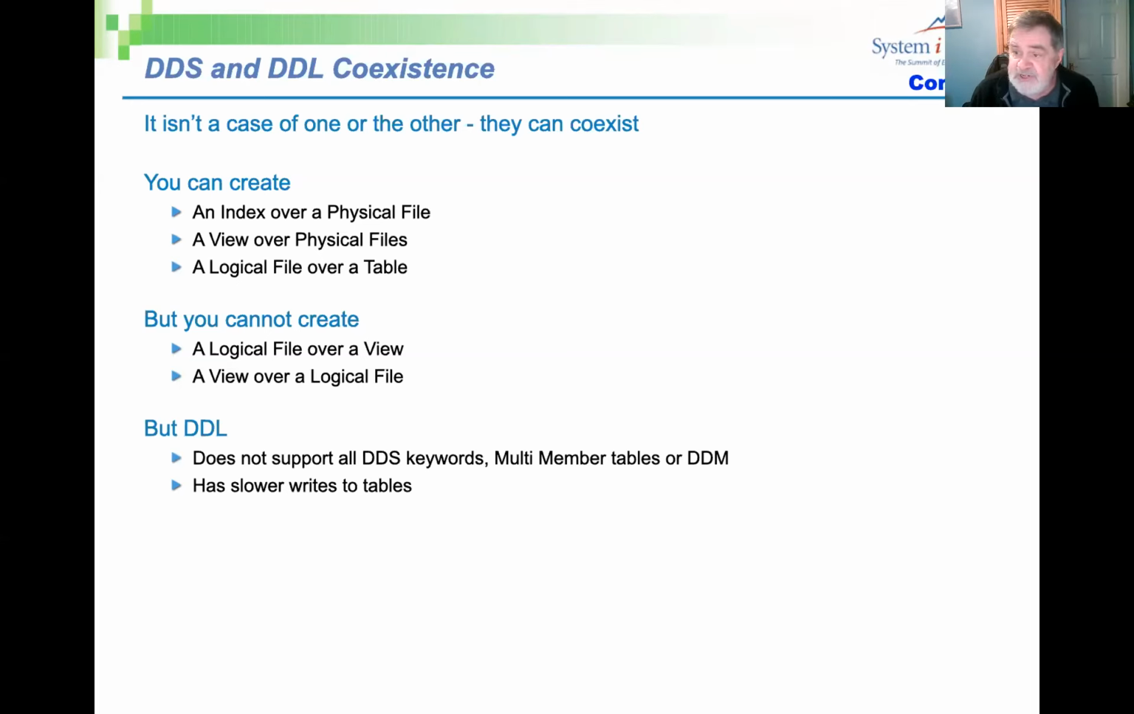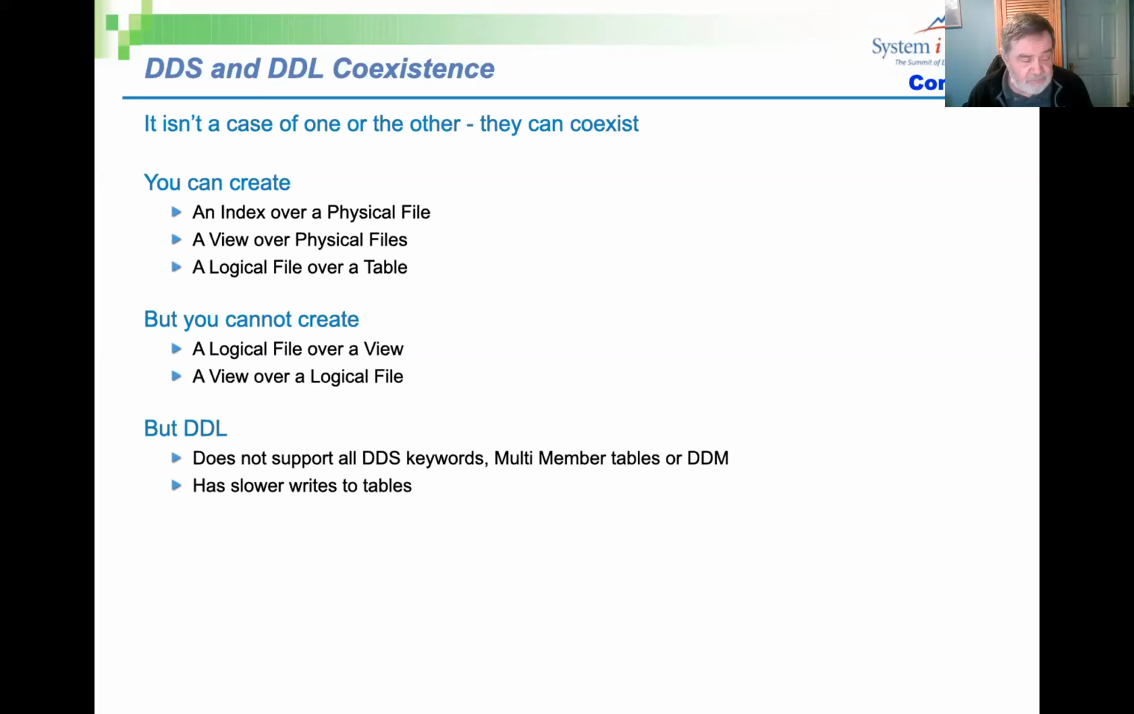So not all DDS keywords are supported by DDL, so you don't have equivalents. For example, things like edit code and edit word can give you issues if you have those defined in tables or in physical files at the moment. You don't have a way of equating that in a table. And DDL does not support multi-member tables, which is a good thing. As far as I'm concerned, multi-member tables are an abomination and always have been.